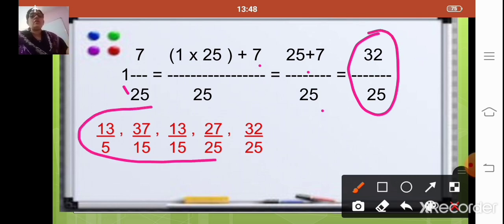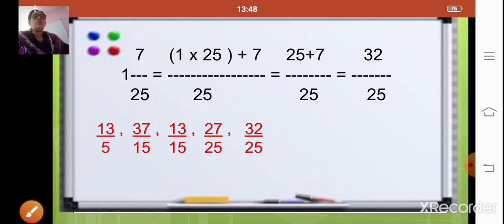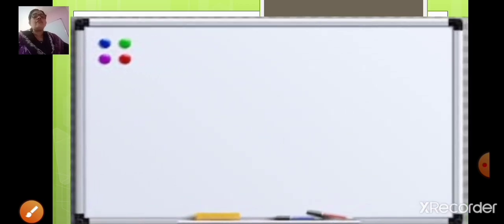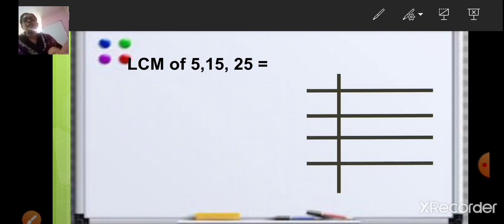Now you have converted all the mixed fractions to improper fractions. So these are the fractions which we now have to make into like fractions. Here the denominators are 5, 15 and 25. In the last class we already learned to make them into like fractions. We have to take the LCM of the denominators to make them into like fractions. So let us take the LCM of 5, 15 and 25. Let us take the LCM first.